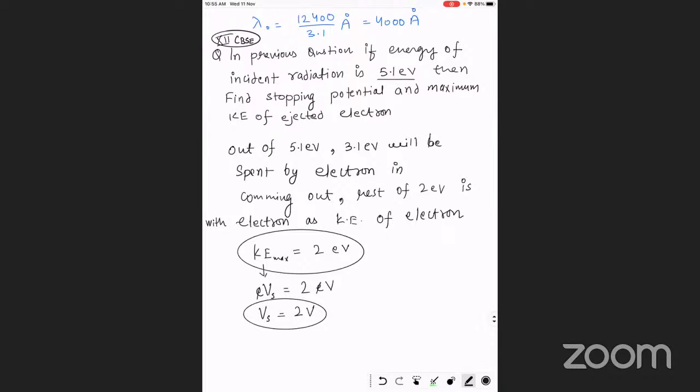Okay. Now tell me one more thing. If we give more energy to the plate, if we increase the incident energy to the plate, what else will increase? Kinetic energy. And with kinetic energy, one more thing will increase. Stopping potential.